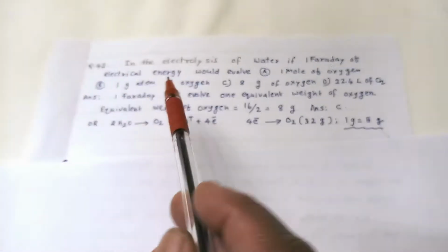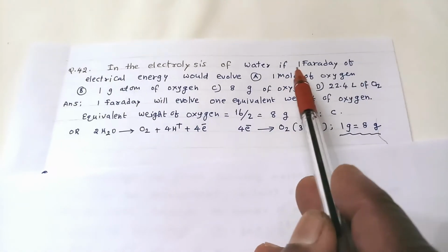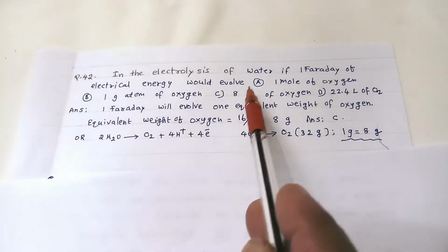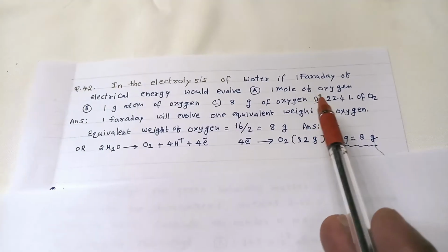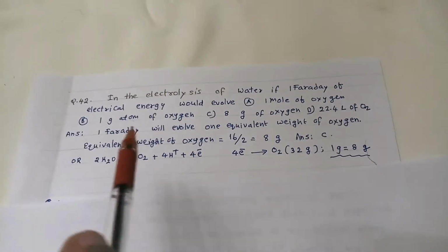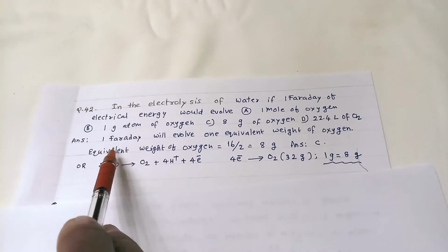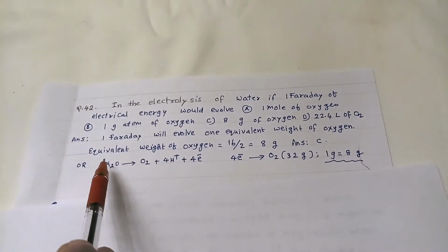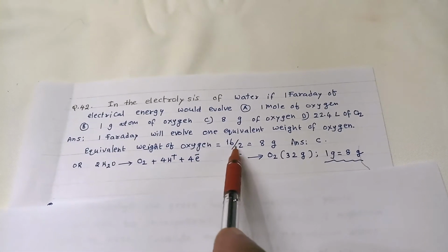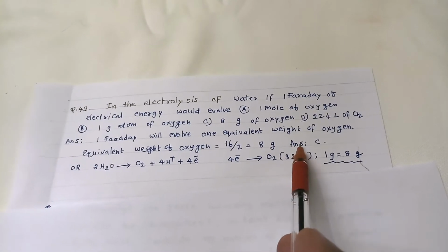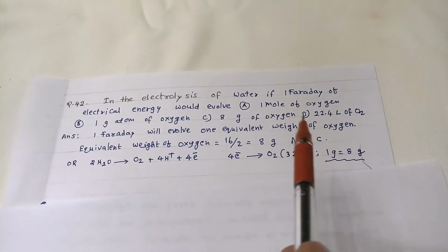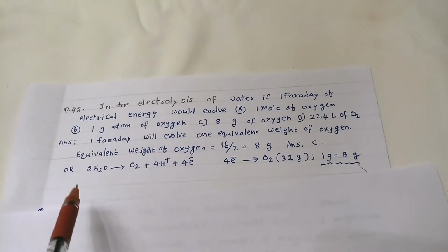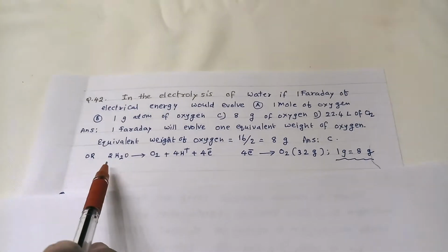In the electrolysis of water, if 1 Faraday of electrical energy is passed, how much of the oxygen is evolved, is what it is asking. Normally 1 Faraday will evolve 1 equivalent weight of oxygen. So the equivalent weight of oxygen is 16 by 2, 8 grams is the answer. Answer is C. This can be done without pen and pencil, but another way is also possible.